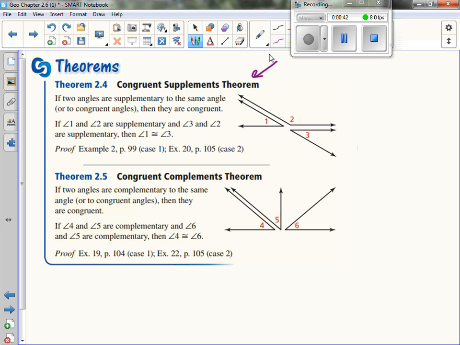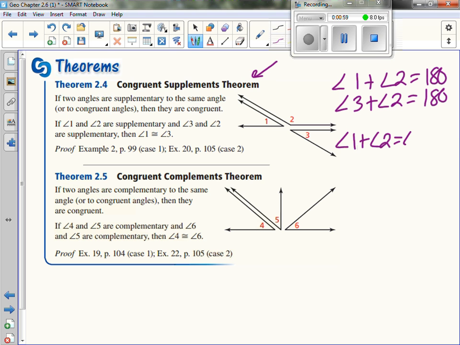So what we're saying here is the measure of angle 1 plus angle 2 equals 180. And 3 plus 2 is equal to 180. Well, they're both equal to 180, aren't they? So really I could say that 1 plus 2 is equal to 2 plus 3. Well, 2 is the same in both of them. So we can say that 1 is equal to 3.